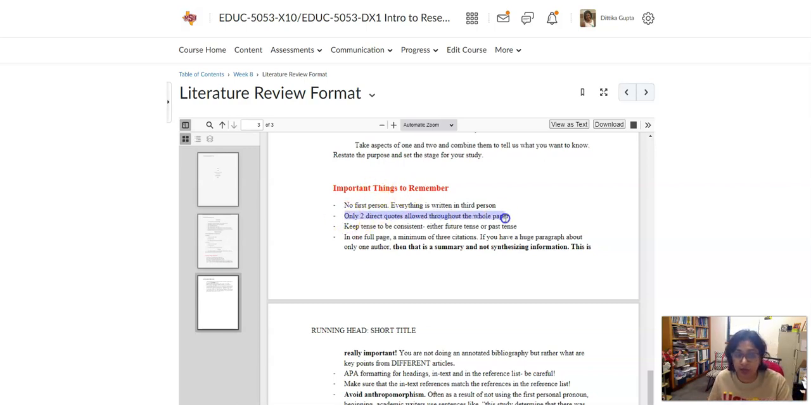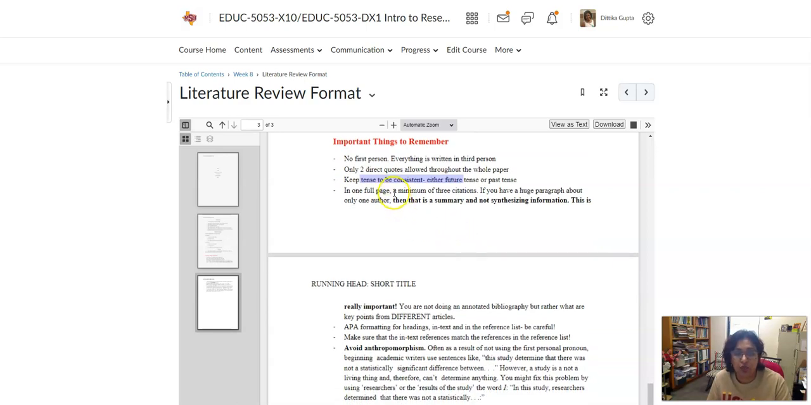Only 2 direct quotes throughout the paper. You can have a short direct quote, you can have a long direct quote as long as you follow the APA, but there will be only 2 direct quotes. Keep the tense consistent. If you're doing future tense or past tense, most literature reviews are always written in past tense because all of that research has already happened.